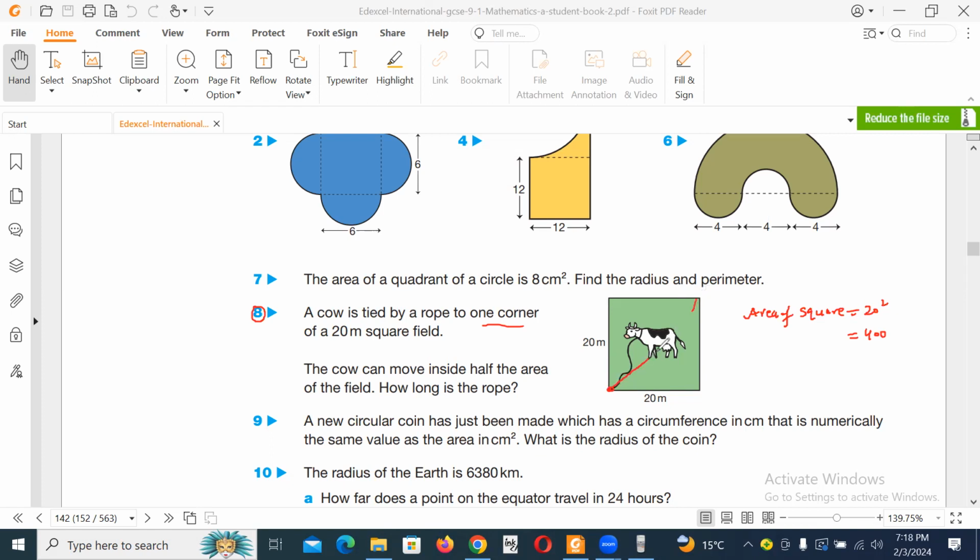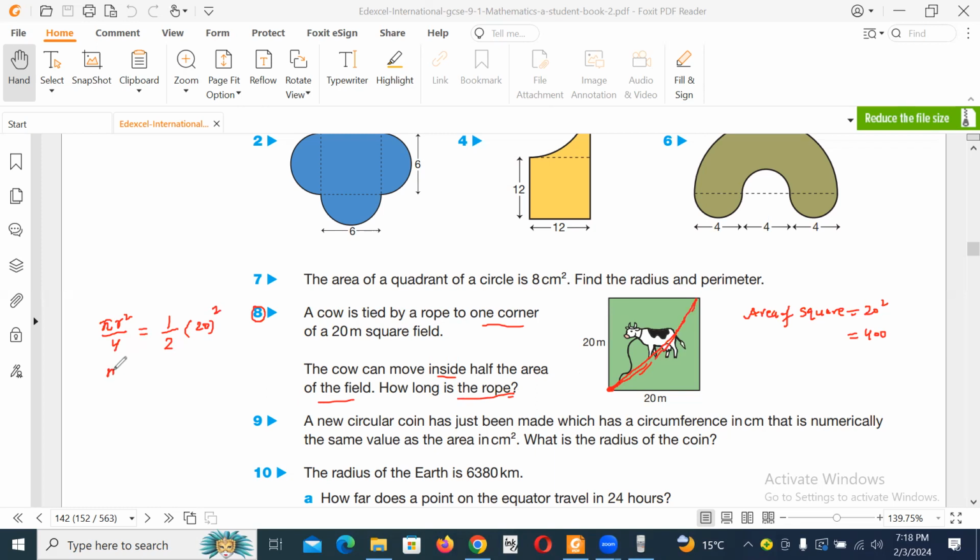Like you can draw one arc like this. So the cow can move inside half the area of the field, meaning it is equal to the quadrant part, which gives us pi r squared over 4 equals the half area of the square, meaning 1 over 2 of 20 squared, or you can say 400. So here remember that r I consider as the rope length. Okay, how long is the rope? So we will try to find out what r is.